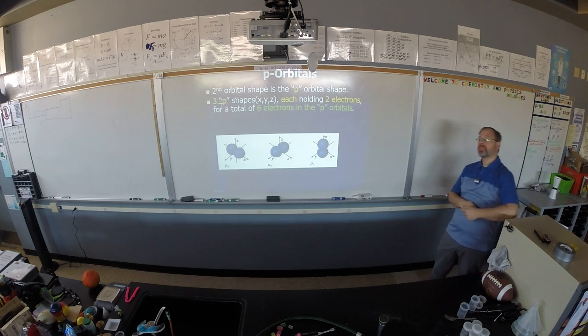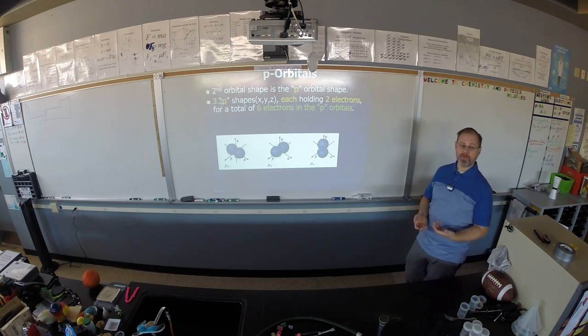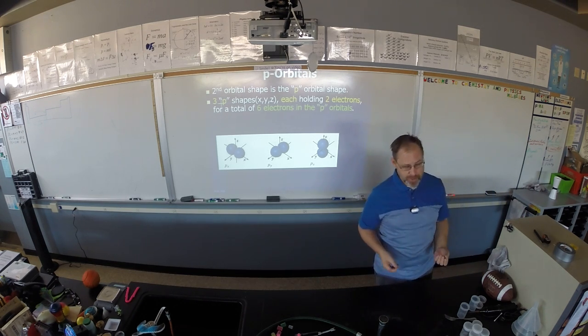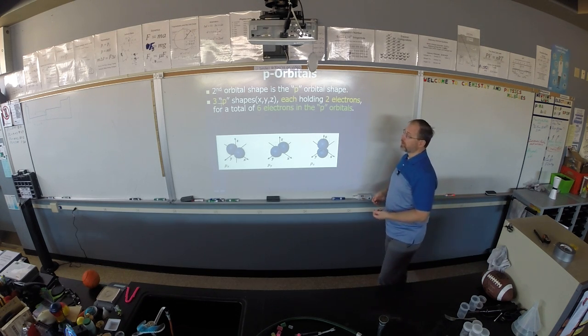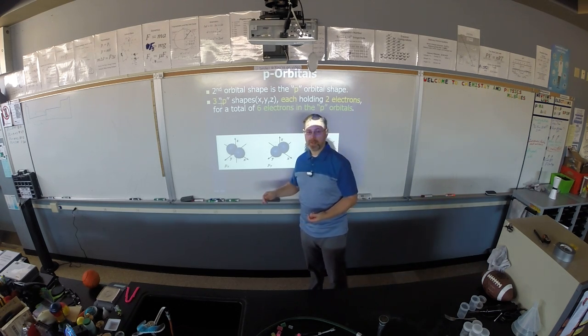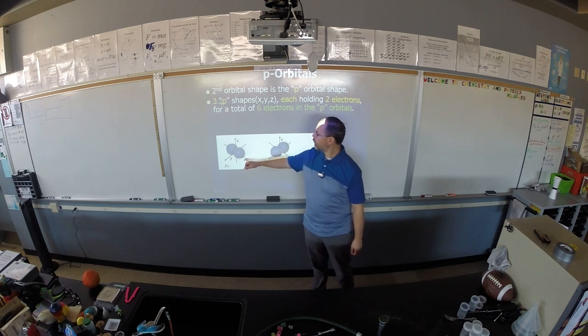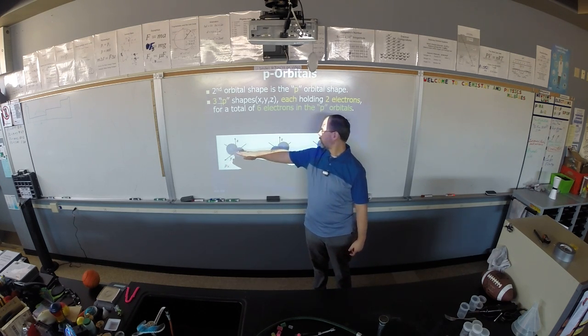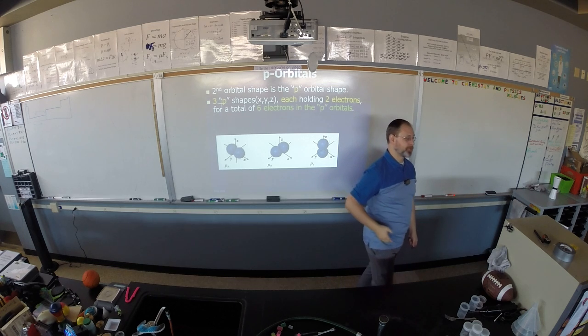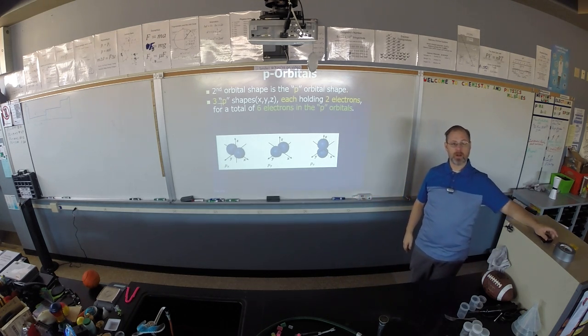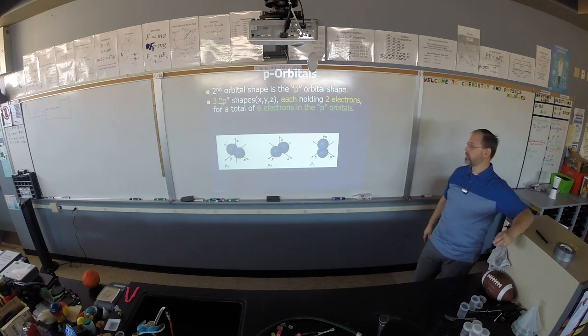So p's are a little bit higher in energy than the s. And there are 3 of them, each one oriented on the 3D axis, one oriented on the x, one oriented on the y, and one oriented on the z. So there's 3 of them, xp, yp, and zp.